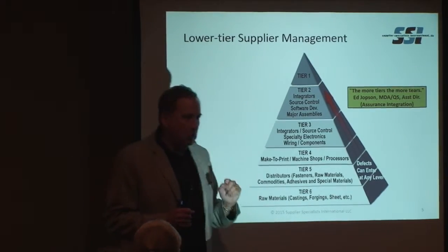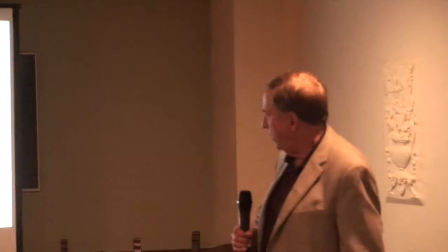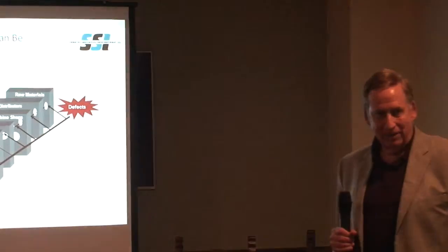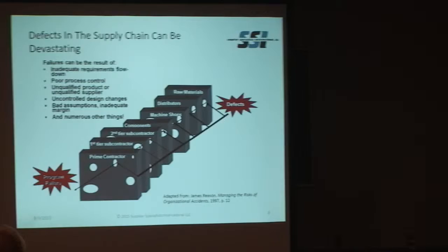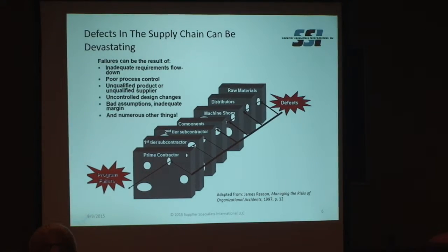So the problem with this is that anything in the supply chain could cause a problem. There is a famous, what we call a Swiss cheese chart. And if you talk about an escape, you could have a problem anywhere in the supply chain, and it could propagate all the way to the end result.